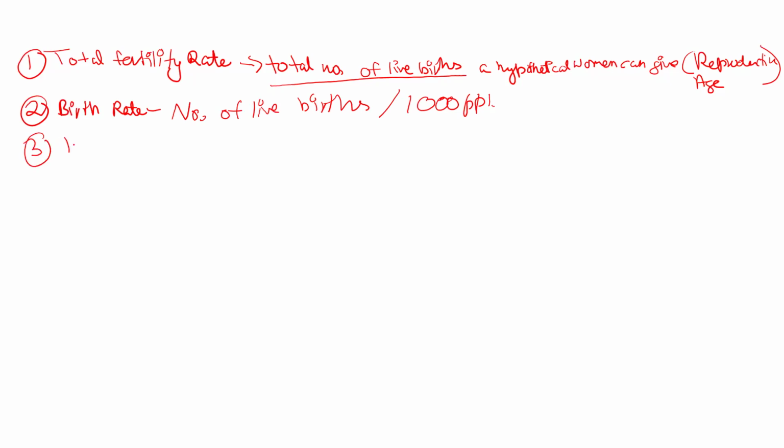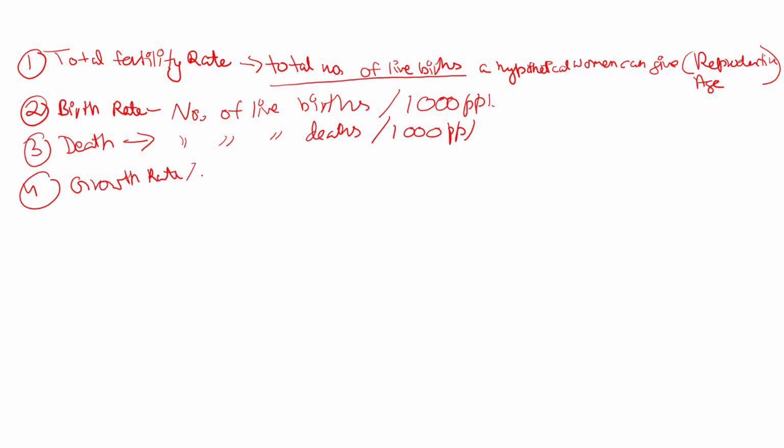Same goes with death rate. Number of deaths per thousand people. Again, same thing. Then you have growth rate. Growth rate is also known as rate of natural increase.